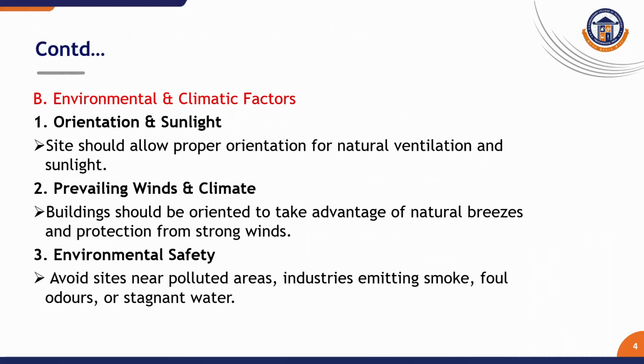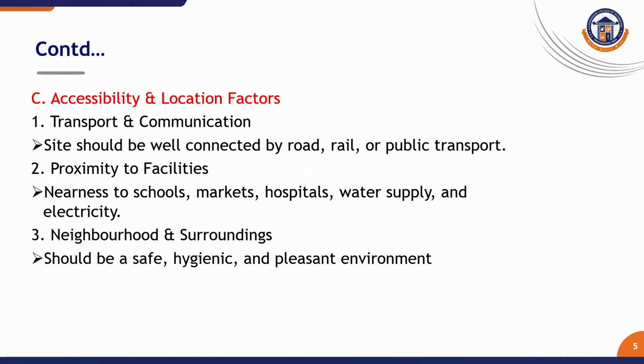In the second classification, environmental and climatic factors, orientation and sunlight are very important in site selection. Prevailing winds and climate, environmental safety: avoid sites near polluted areas, industries emitting smoke, foul odors and stagnant water. Orientation: sites should allow proper orientation for natural ventilation and sunlight.